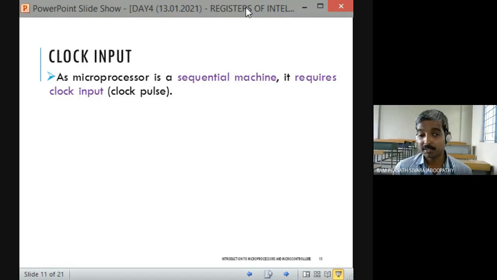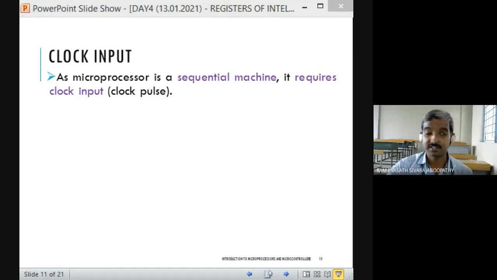Can you people type it in the chat? Which circuit requires a clock input? Combinational logic circuit or sequential logic circuit? Kindly type it in the chat. Is the clock input mandatory for a combinational logic circuit, or for a sequential logic circuit? Yes, people are typing in class A. B and C also. Yes, sequential logic circuit. Okay.